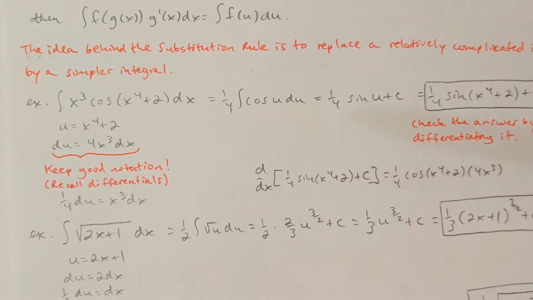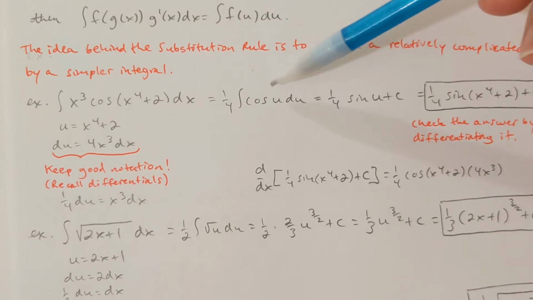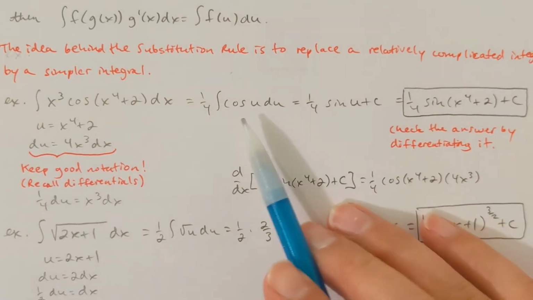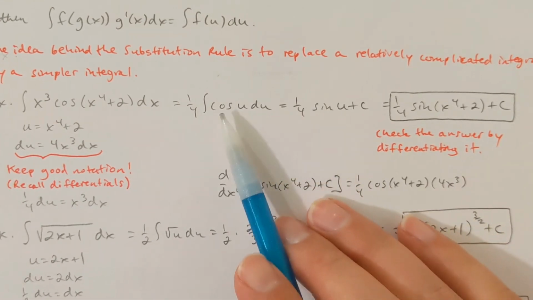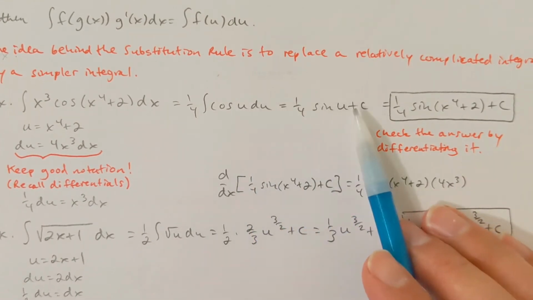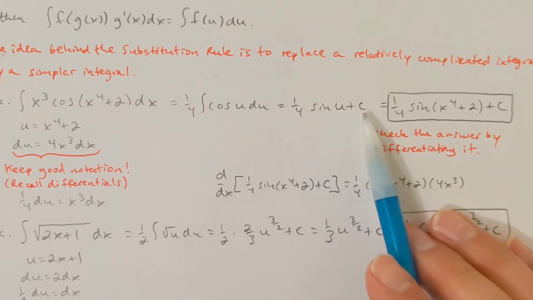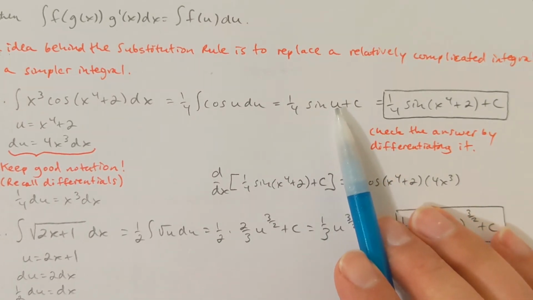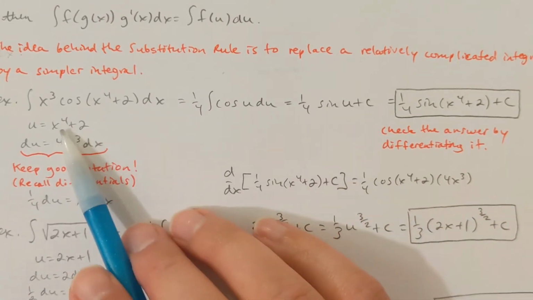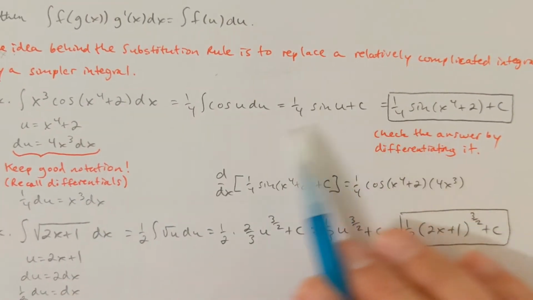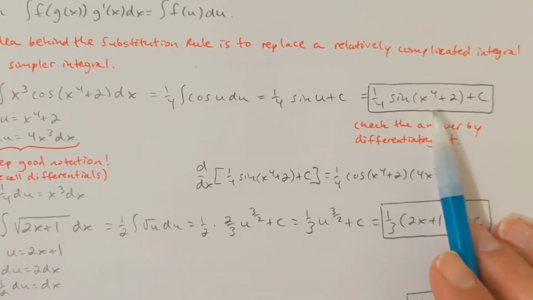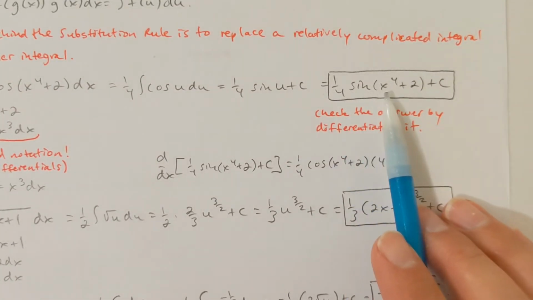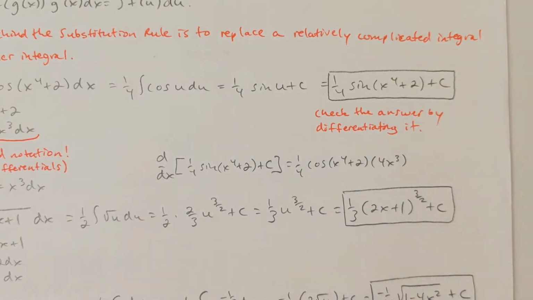All right, and you can see that I've now got a new integral that is way easier than it was before, right? Because now I can get to the antiderivative. The antiderivative of cosine u is sine u. So 1/4 sine u plus c. Okay, the last thing that you want to do is replace u with x to the fourth plus 2 so that your answer is back in terms of x. So my answer here, I think, is 1/4 times sine of x to the fourth plus 2 plus a constant.